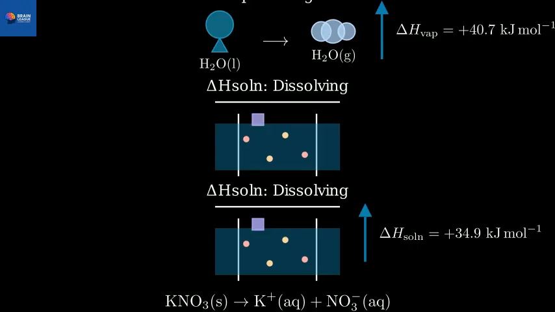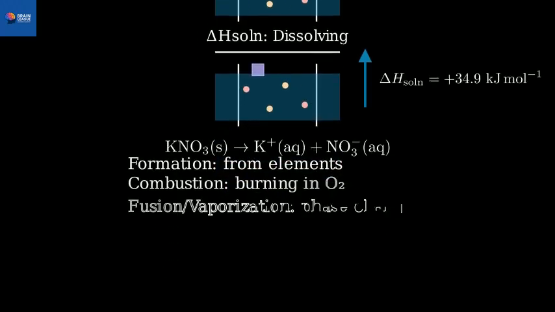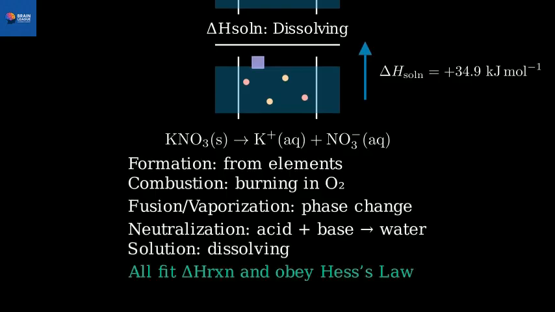How to remember? Formation is from elements. Combustion is burning in oxygen. Fusion and vaporization are phase changes. Neutralization is acid plus base makes water. Solution is dissolving. All of these are specific cases of delta H of reaction, and they all obey Hess's law.